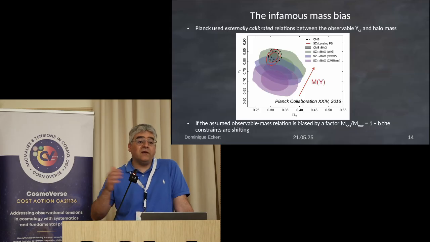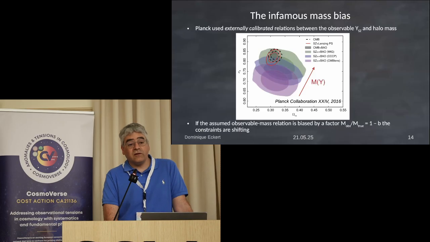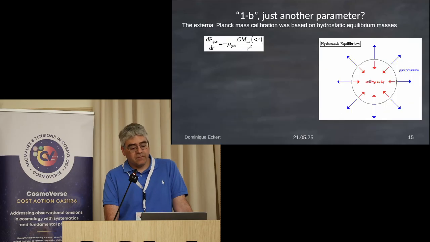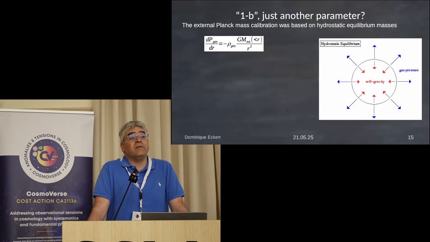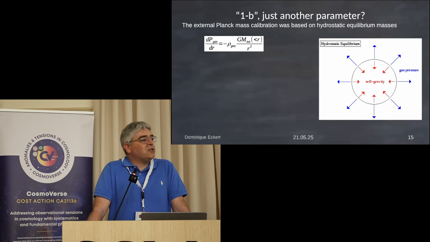And if you think that this bias here was wrongly calibrated by the Planck team, then you may shift the contours in the direction of the CMB. So is that just one quick slide on what this 1 minus b actually means? Because for me, it's not just a parameter; it's also an important physical phenomenon.